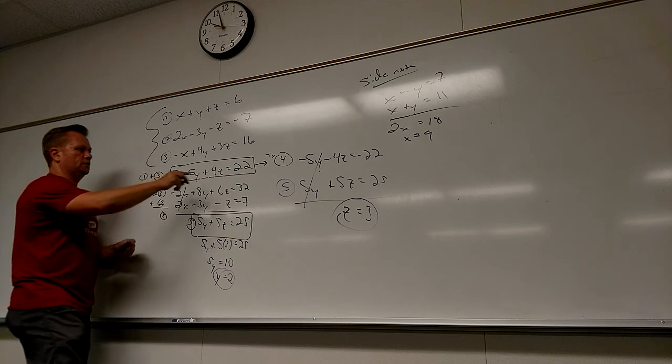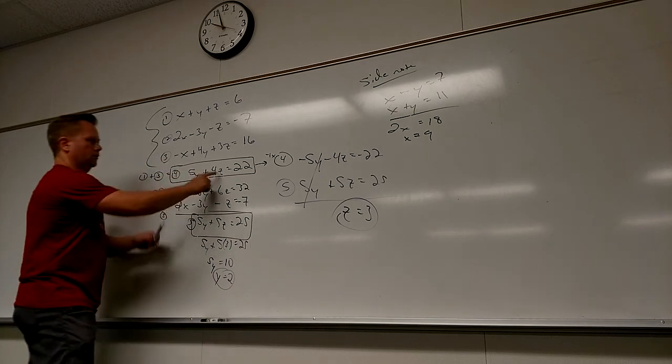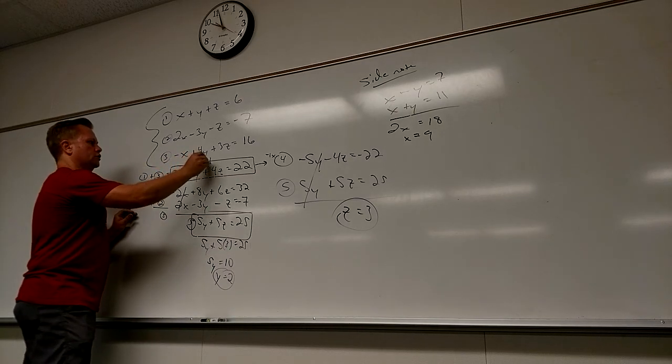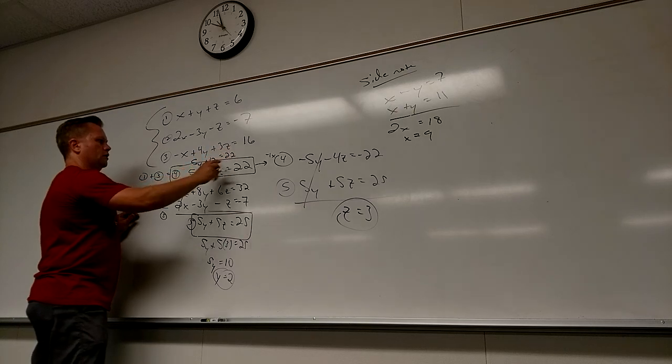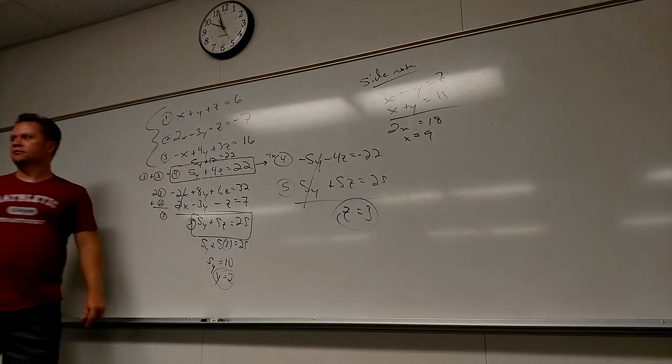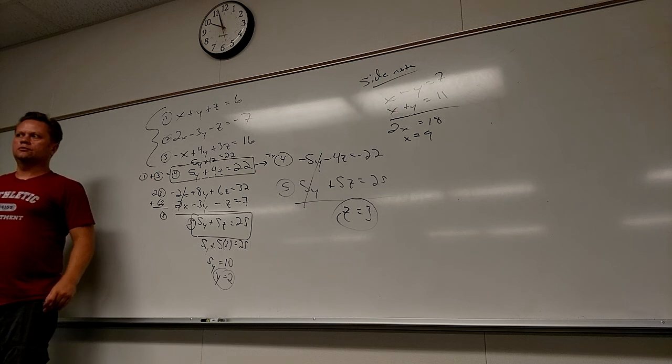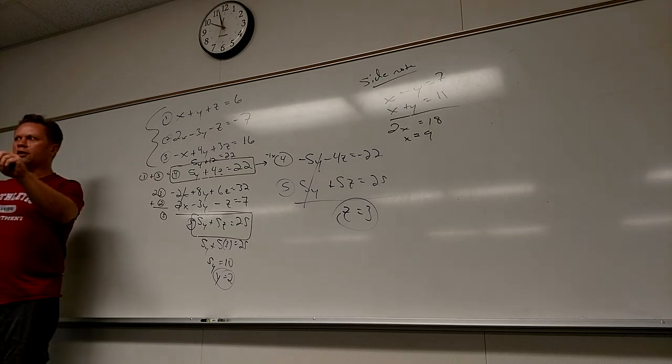In fact, let's check it. If I put a 3 in for Z here, I get 5y plus 12 equals 22. Subtract 12, 5y equals 10. Y is still 2, right? Since they have to be the point where they both work, it doesn't matter which one you pick.